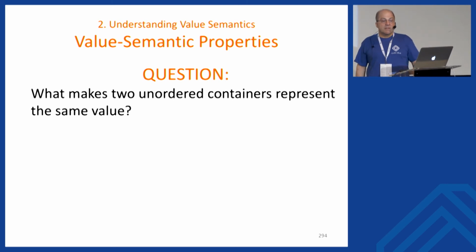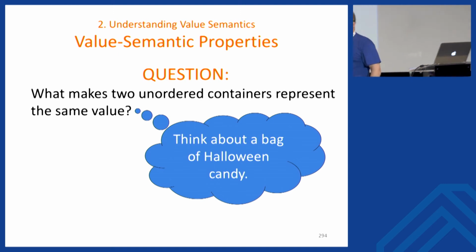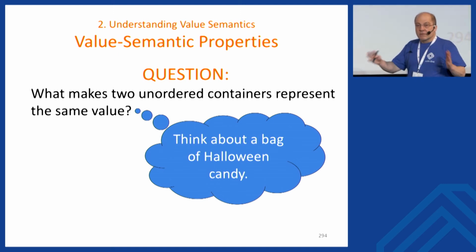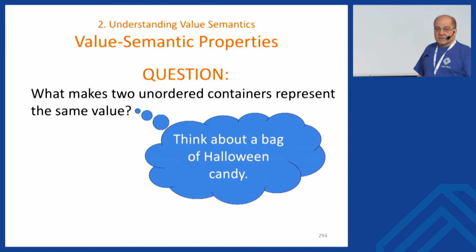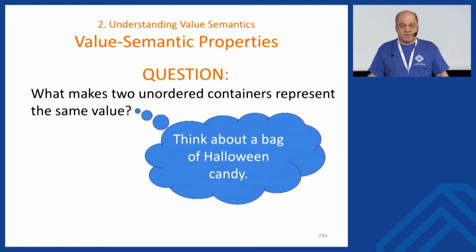What makes two unordered containers represent the same value? Think about this. Suppose I have two unordered multi-sets. So I have two bags of candy. How do I decide whether those two bags of candy have the same value? And I promise you two 5-year-olds can figure it out.